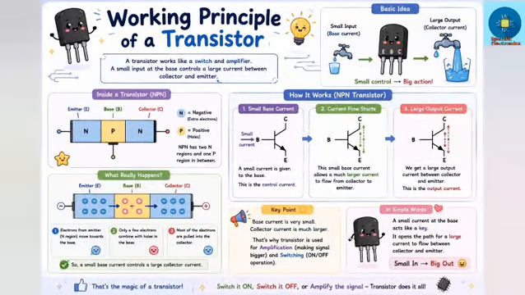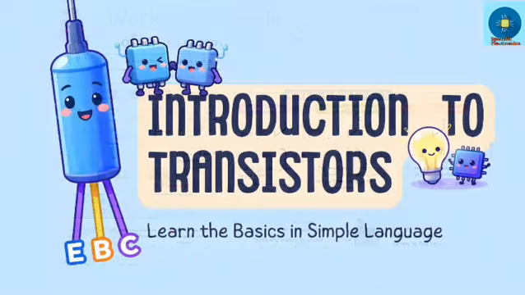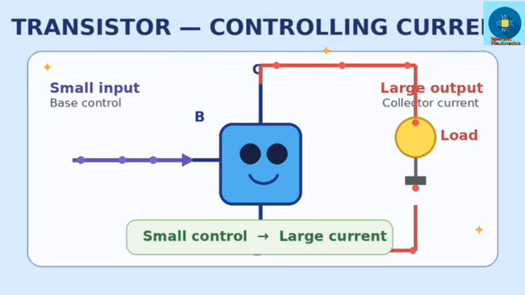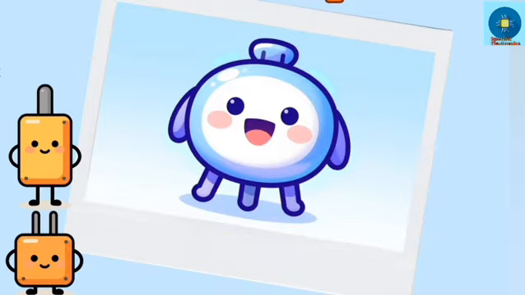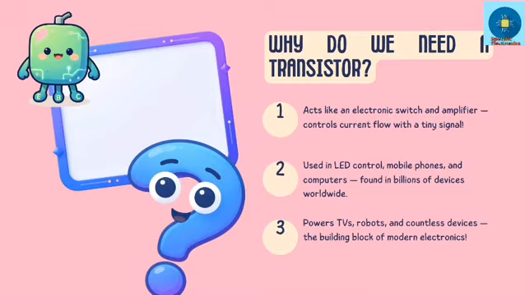So let's get started. A transistor is a semiconductor electronics device. At first I said it's most important because it controls the flow of electric current. In simple words, a transistor is a tiny electronics controller. Remember one important point, a transistor does not generate electricity. It only controls the flow of electricity inside a circuit.